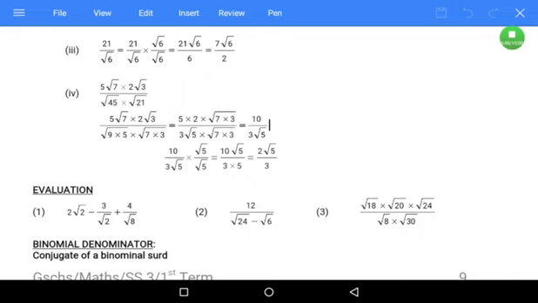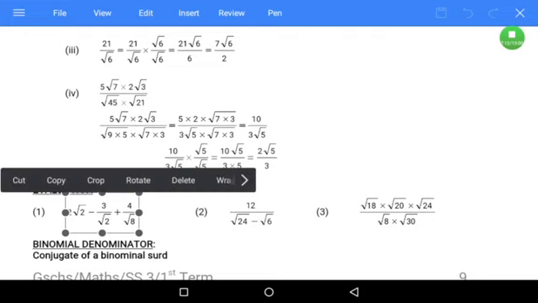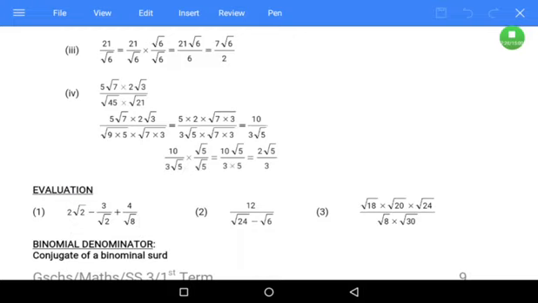I bet that's clear. So you have these 3 evaluations to do. For number 2, you need to understand binomial denominators before you can solve that. But you can still solve this. How will we solve this? Find the LCM of root 2 and root 8. That will give us root 8. Catch that. Root 8. Here you have 1 as a denominator. So the LCM of 1, root 2 and root 8 is root 8. Can you see that? So root 2 and root 8 will give us root 4, which is 2. You just do it like a normal addition and subtraction of fractions.